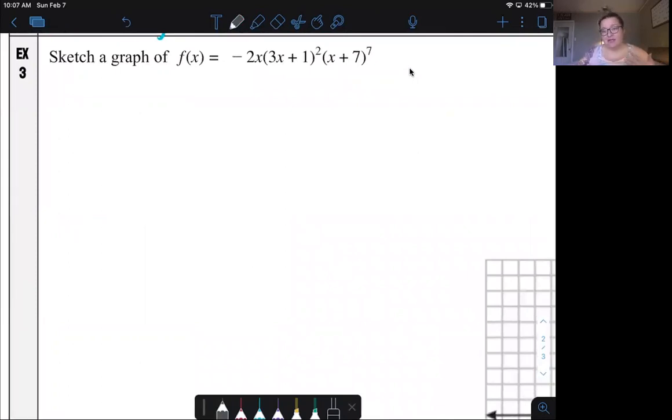All right, so example 3 is kind of like the examples that we did in our notes from lesson 7. I just wanted to do them again, make sure we really understand what's going on. So we're going to follow the same steps, of course. So step 1, identify the end behavior.